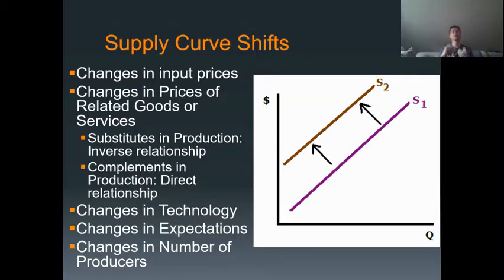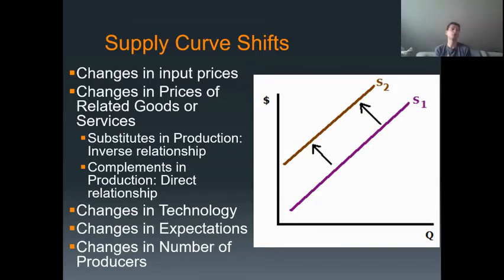Changes in expectations. This is going to have the opposite effect for producers that it did for consumers on demand. So for producers, if they expect the price to rise in the future, they're going to decrease supply now because they will want to sell more in the future. If they expect price to fall in the future, they're going to supply more now if they're able, so supply will increase. Changes in number of producers.